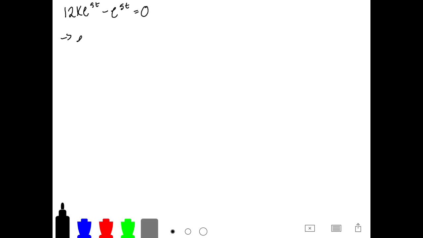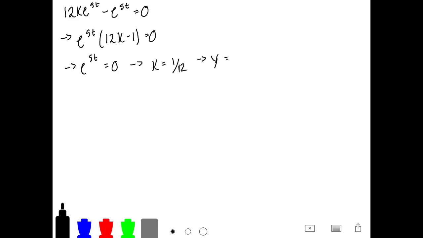And then take out your GCF, which is e to the 5t, times 12k minus 1 equals 0. And then you're left with e to the 5t equals 0, and k equals 1 over 12. So now your y is just left to equal 1 over 12 times e to the 5t, because you're just plugging in your constant. And now your final answer would be y equals c1 times e to -t plus c2 times e to 3t plus 1 over 12 times e to the 5t.